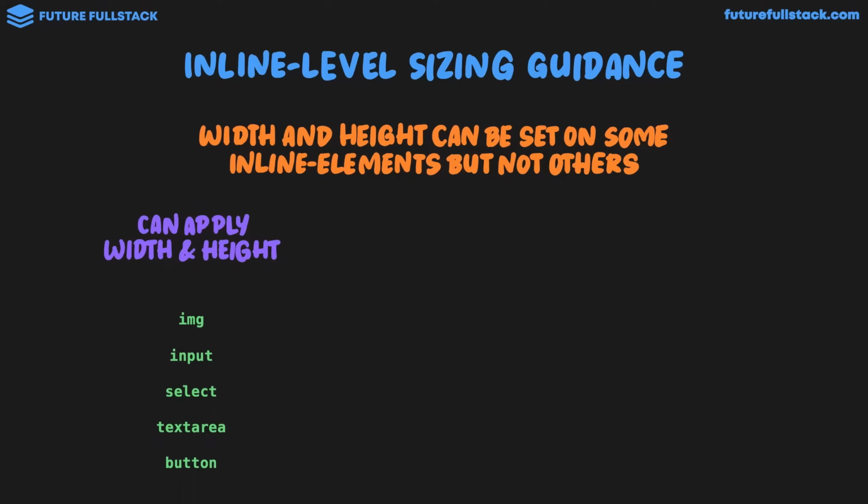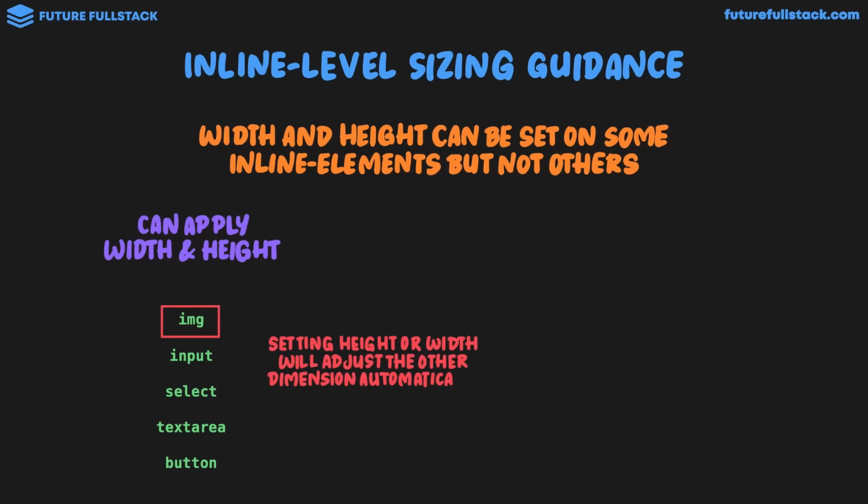Now I do want to quickly talk about the image, because it is an element we're often applying width and height to. Setting width or height will adjust the other dimension automatically to preserve the aspect ratio. The aspect ratio is just a ratio between the width and height. So if you do adjust one property, like the width, the height will scale automatically, so the image isn't distorted.